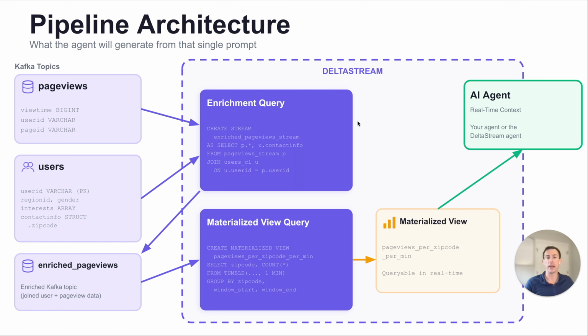You can see the AI agent box straddling the DeltaStream boundary because this could be your own agent, or it could be the DeltaStream agent itself. Either way, instead of scrambling to join 5 streams at decision time, the context is pre-computed, always fresh, and ready the moment the agent needs it. So the agent figures all of this out, the schemas, the join logic, the windowing, the output destinations, just from one natural language prompt. So now that we've got that out of the way, let's go ahead and jump into the demo.